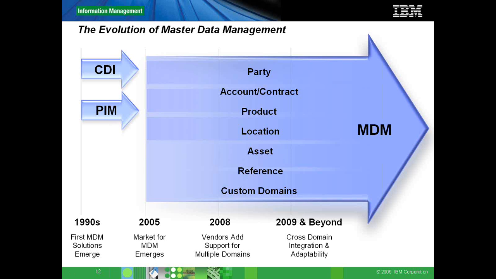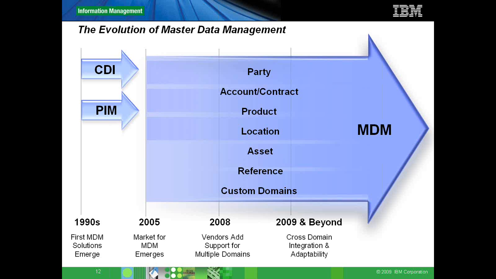MDM solutions began to emerge in the 1990s and were based on either customer data integration, or CDI as we know it, or product information management, or PIM systems. During this period, the MDM space was mostly dominated by niche players. And in some cases, organizations were custom building their own CDI and PIM solutions. As these projects and initiatives began to prove their value in terms of creating a single view of customer and product data, a real market for MDM began to develop in 2005. Many larger vendors entered the space and began acquiring the small companies.